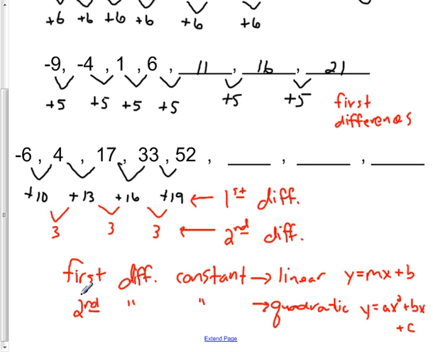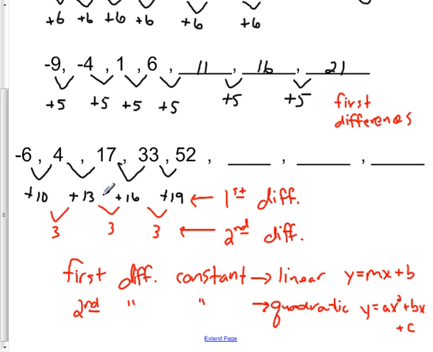And if you keep going out, if you have some patterns where the fourth differences are constant, then that's going to be a fourth degree polynomial, where it's an x to the fourth, x to the third, x to the second, x to the first, and then a constant number. So whichever difference is constant, that's what type of equation it is. That's not totally our focus today. What we're trying to figure out is just the next three terms.